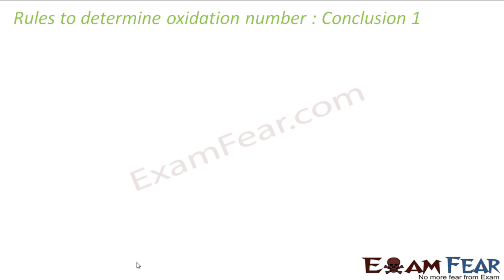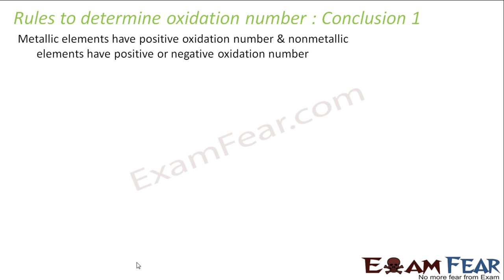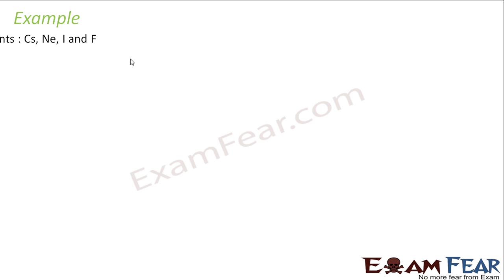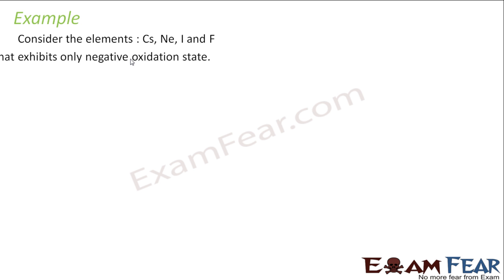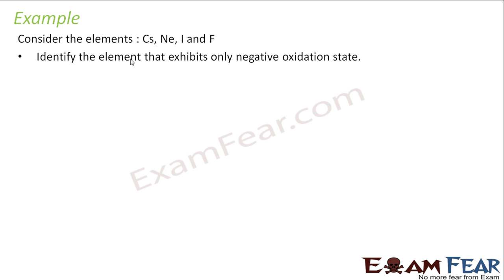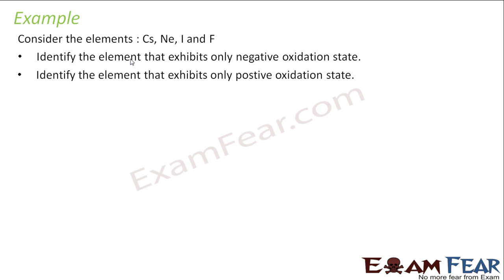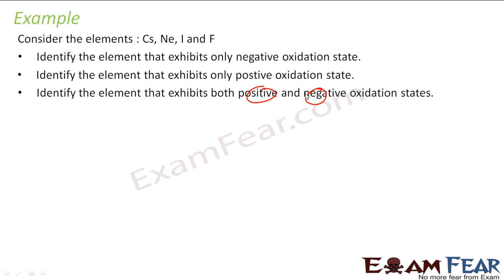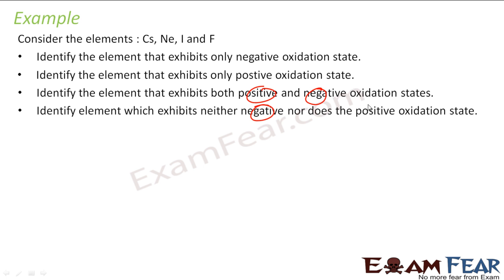So there were two conclusions we had drawn as rules to determine the oxidation number, right? The first one was that metallic elements have positive oxidation numbers and non-metallic elements have positive or negative oxidation numbers. This is something we can see from the table also. Now we'll take some examples. We have three elements Cs, Ne, I and F. Here we have to find the element that exhibits only negative oxidation state, the one that exhibits only positive oxidation state, the one that exhibits both positive and negative, and the one which is neither negative nor positive, right? All these things you have to say.